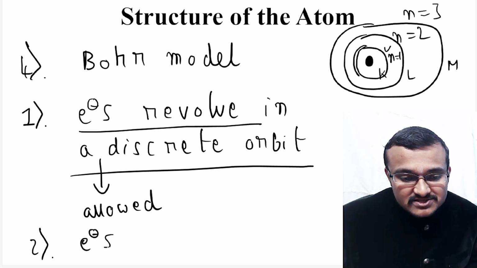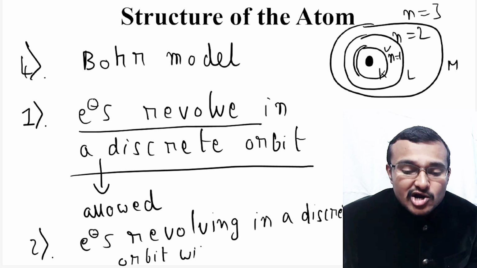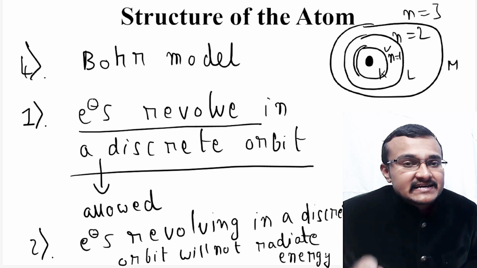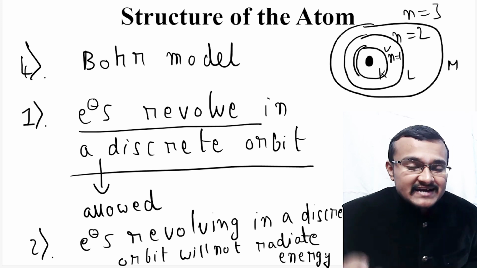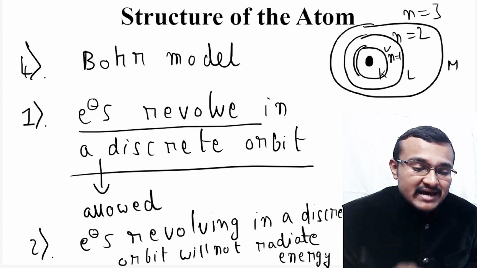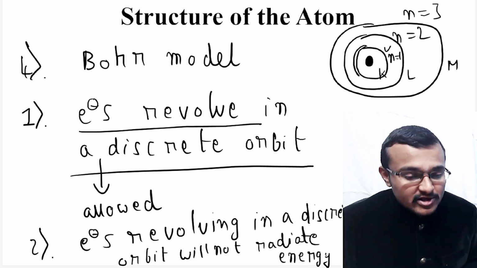So electrons revolving in a discrete orbit will not radiate any kind of energy. So when it doesn't radiate any energy, at that time it doesn't lose its energy, and hence it will not collapse inside the nucleus. So thereby the stability of atom is actually explained in this particular model of an atom.